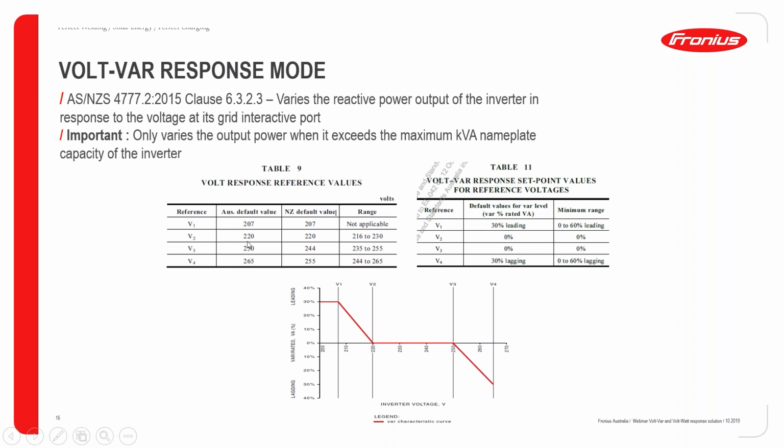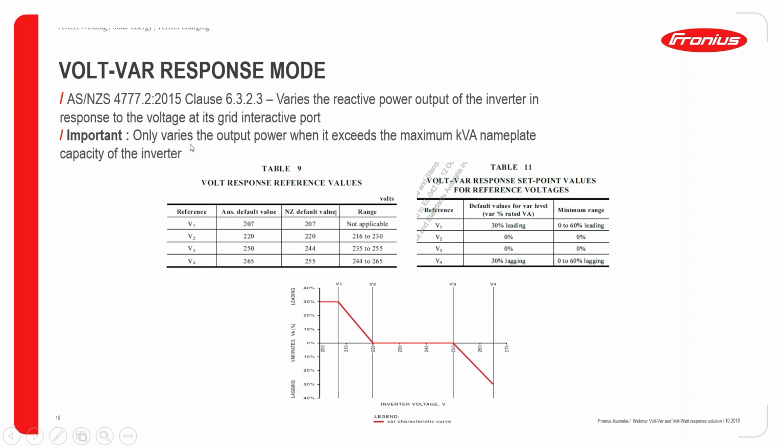But as you can see, as soon as the voltage goes above 250 volts and reaches 265 volts, this is the voltage rise. Whenever we have a voltage rise at the inverter terminals, the inverter will produce its power with the 30% lagging power factor. So this is a 30% lagging power factor. But no changes here. The inverter is not going to change its power.